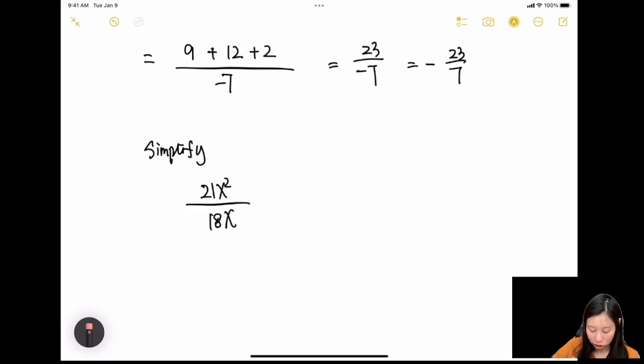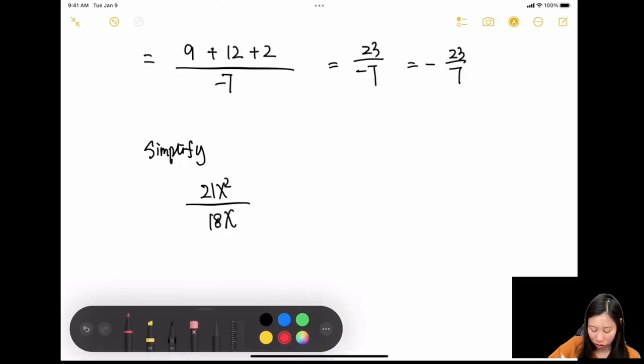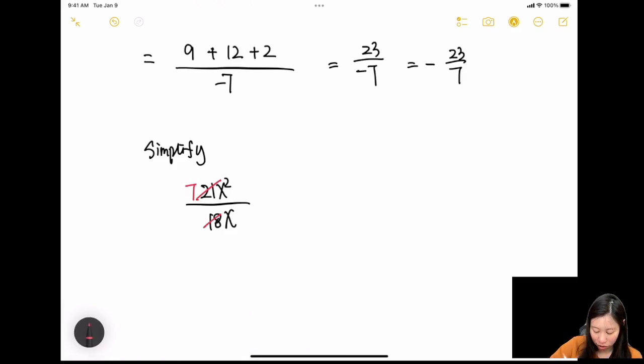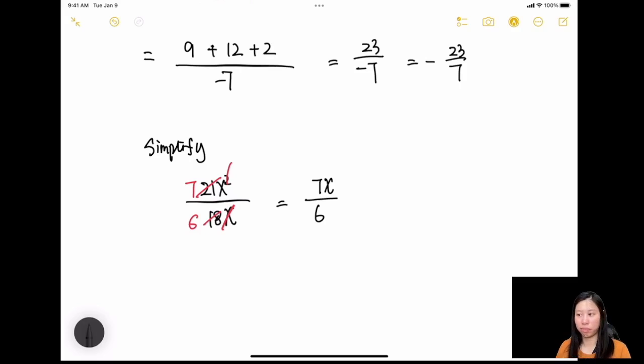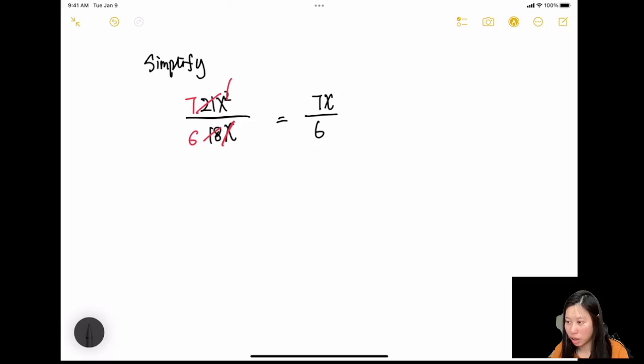28 and 21, they can both be divided by 7. So I have a 4 and a 3 left. And then x squared and x, one x can be cancelled, so we have one x left. So when you simplify the function, you have 4x over 3. Easy.